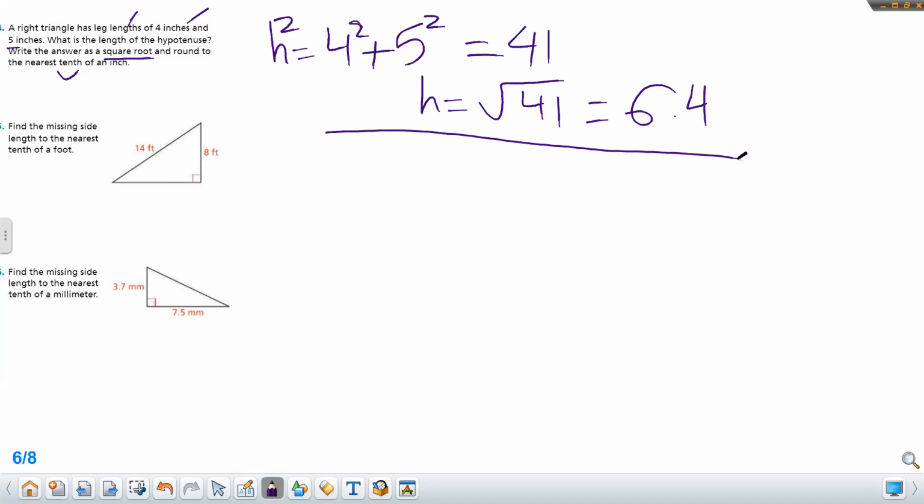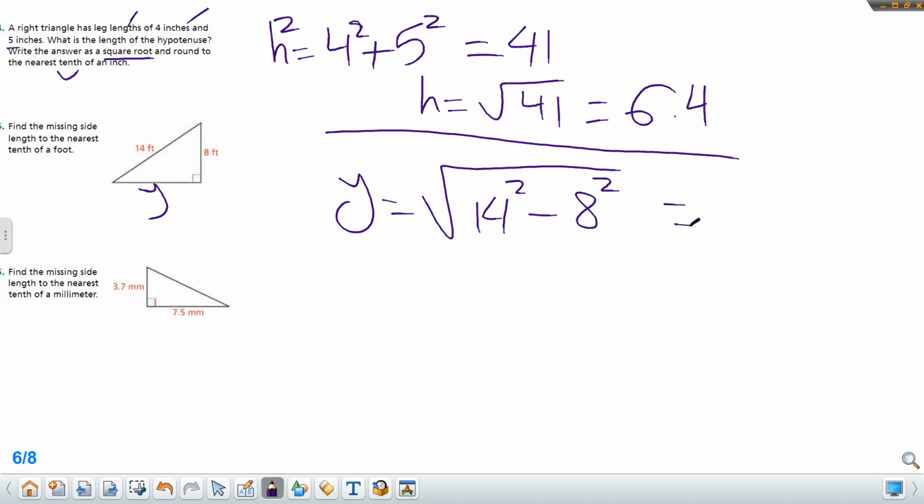Second one. Here, what do you need to find? Yes, this one, for example, y. And how to find y? Then you can say y power 2 equals, or if you say y, then y equals the square root of the subtraction of hypotenuse power 2 and, yes, good, the side power 2, 8 power 2. Then evaluate it directly. It's easy. It will be 11.5 to the nearest tenth, 11.5 feet.